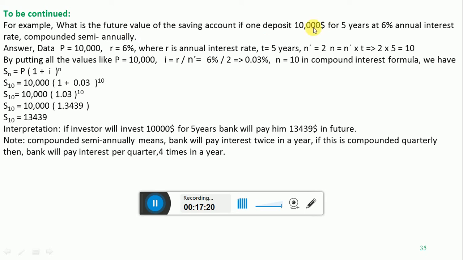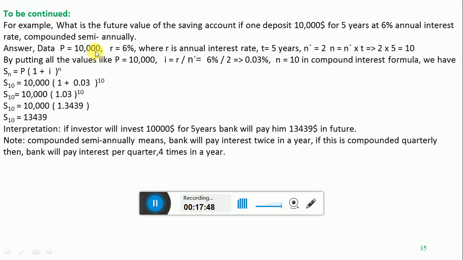So here, first we have to change the annual interest rate 6% to the interest rate which is compounded semi-annually. Measurement units are not the same. The given interest rate is annual, time is in years, and the interest rate that the bank will pay to the investor is semi-annual. So, first we have to collect information.